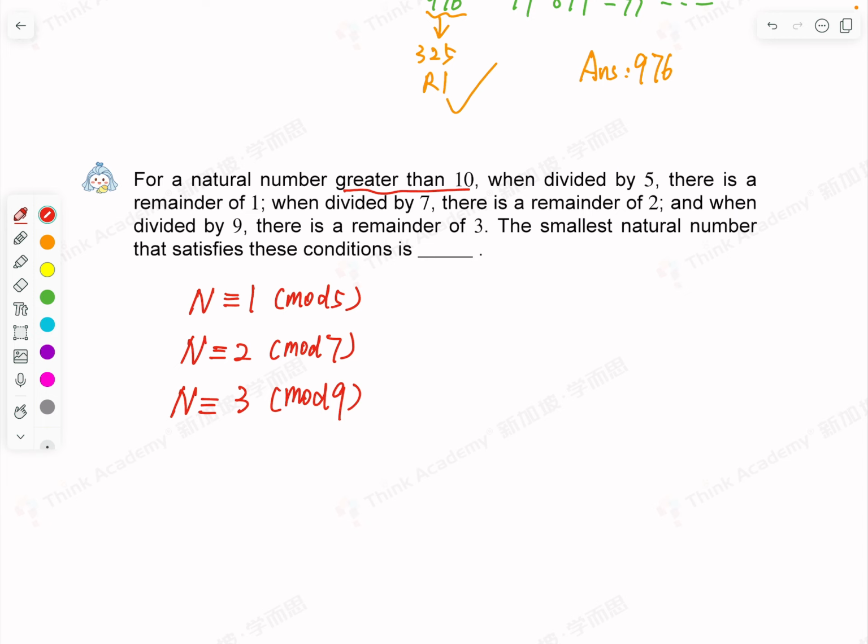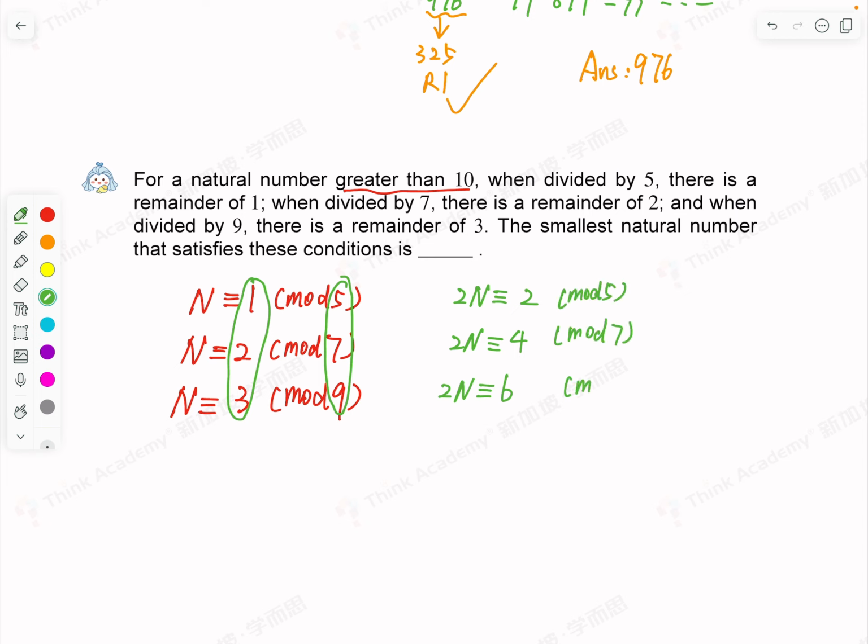So there is a very interesting thing. If you compare 1, 2, 3, there are 3 consecutive numbers. 5, 7, 9: not consecutive, but the difference is a constant value, which is 2. So that means I can have 2n congruent to 2, 2n congruent to 4, and 2n congruent to 6 mod 5, mod 7, and mod 9.